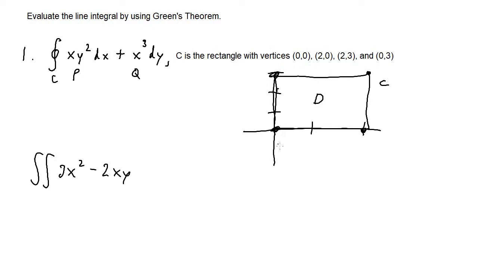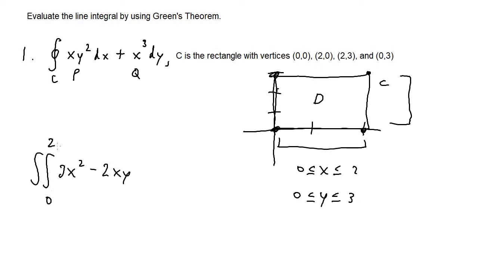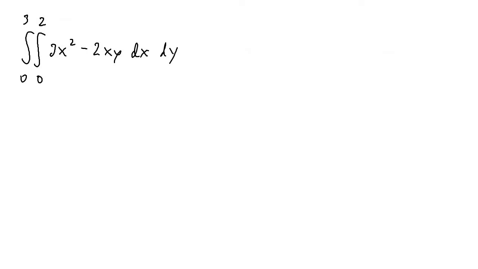Now we can immediately tell here that the x values range from 0 to 2, and the y values range from 0 to 3. Now obviously it doesn't matter which bounds we put in first. Let's just go ahead and put the x bounds first. So from 0 to 2, since that's on the inside, we'll put dx on the inside. And then the y values range from 0 to 3, so dy on the outer integral. So now we can go ahead and evaluate.